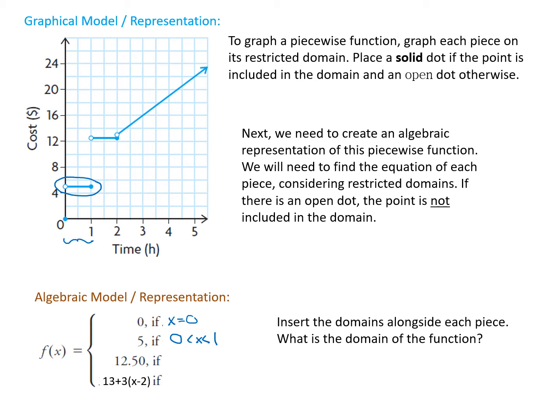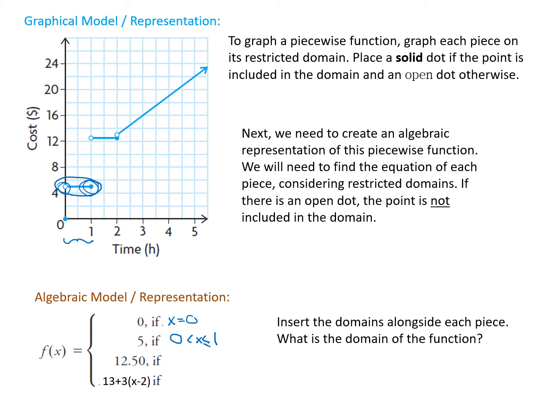The portion right here with the closed dot, that means we're including 0. It's got a closed dot, so underneath my less-than symbol here, I have to put equal to. But the other side had an open dot, so I'm not including that. It's an open dot, it's not included.